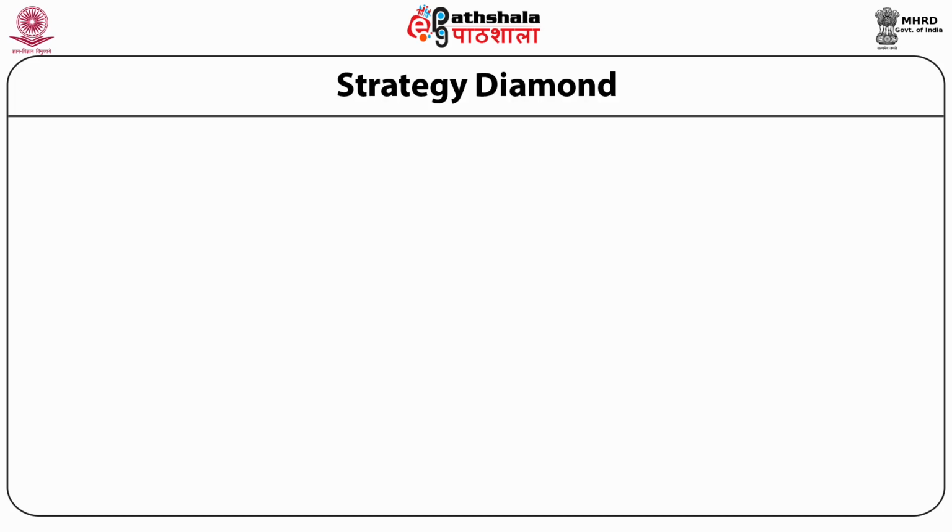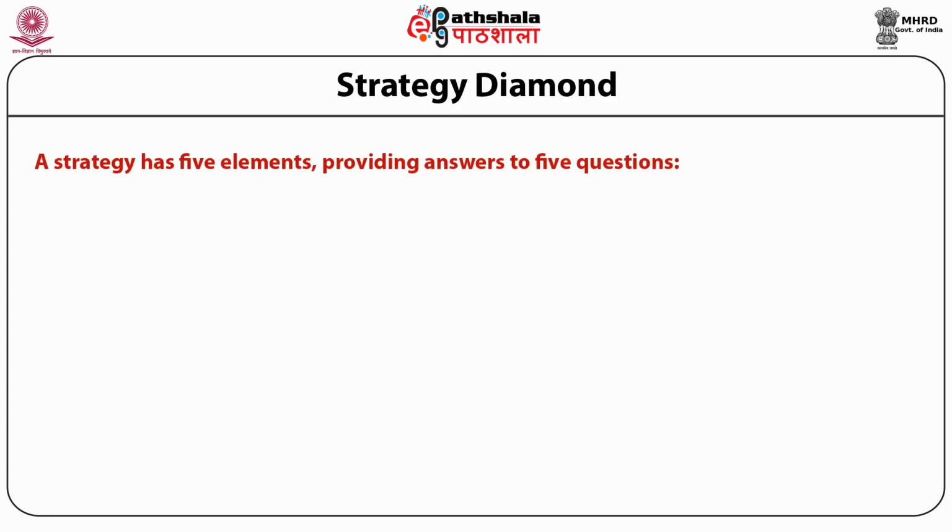The strategy diamond is also known as the Hambrick model, proposed by Hambrick and Fredrickson in 2001. The strategy diamond focuses on the 5 elements of strategy. It says that a strategy has 5 elements and it needs to provide answers to 5 basic questions. Number one, where will we be active? That is the arena, the area where one will perform, depending upon its products, its channels, technologies, etc.